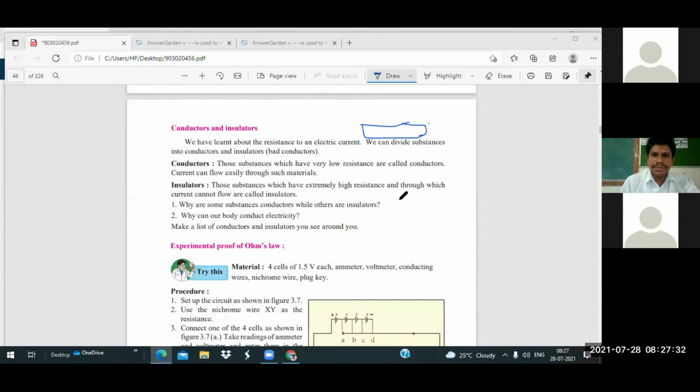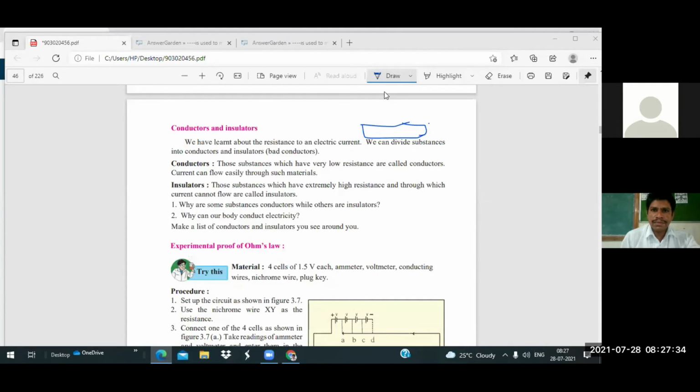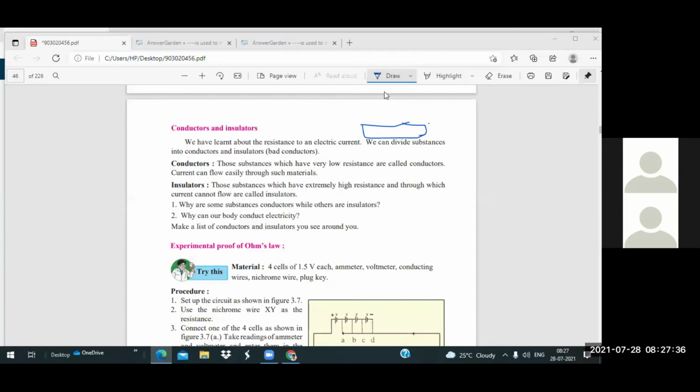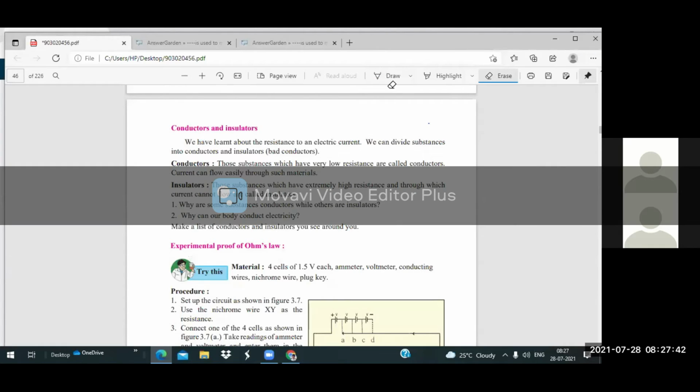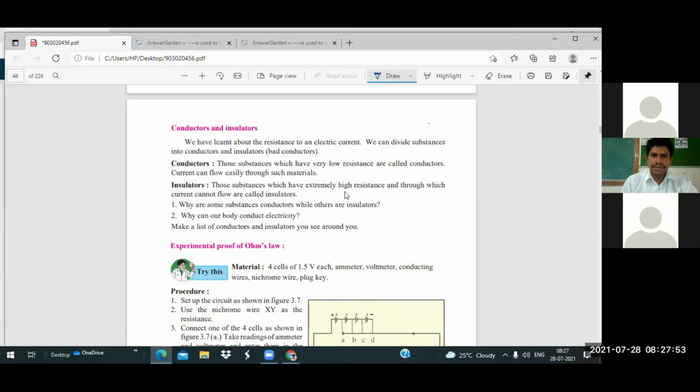Yes, Samruddhi Simpi. Yes, sir. The substance that contains free charges, normally electrons, is a conductor, and the substance that does not contain free charges is an insulator. Very good.